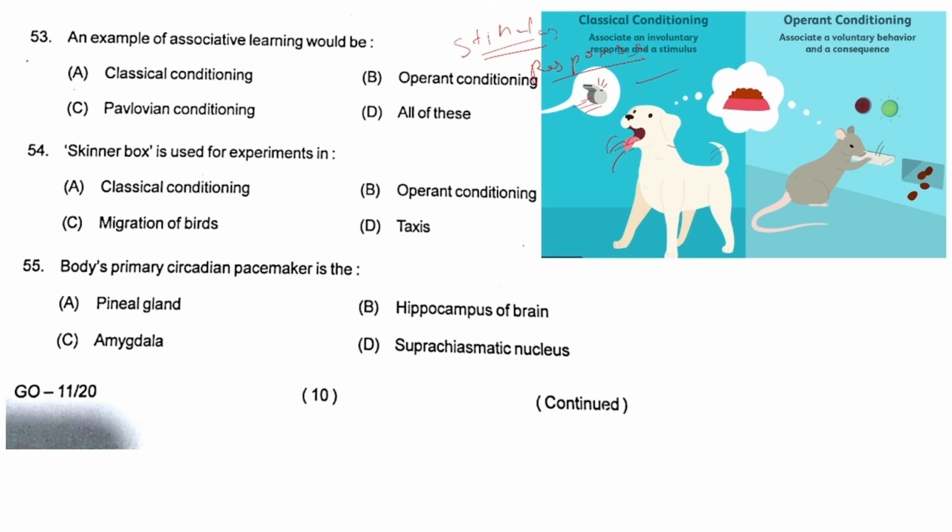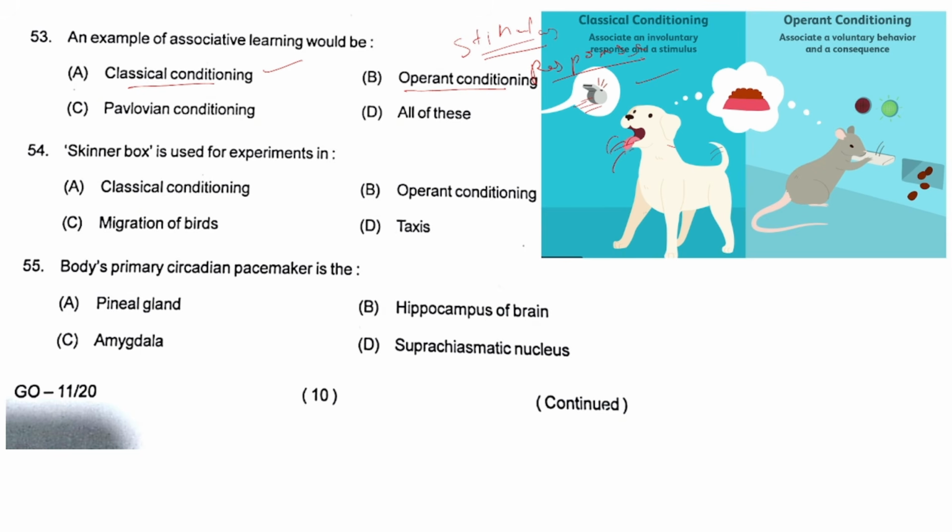As you can see, what are the options? First is classical conditioning, so this one is right. Let's look at the other options also. The second option is operant conditioning. What is operant conditioning? You remember the Skinner box experiment, which was performed by B.F. Skinner, in which he put a mouse and he was putting two buttons. Upon pressing a particular button, food was coming out. So what happened?